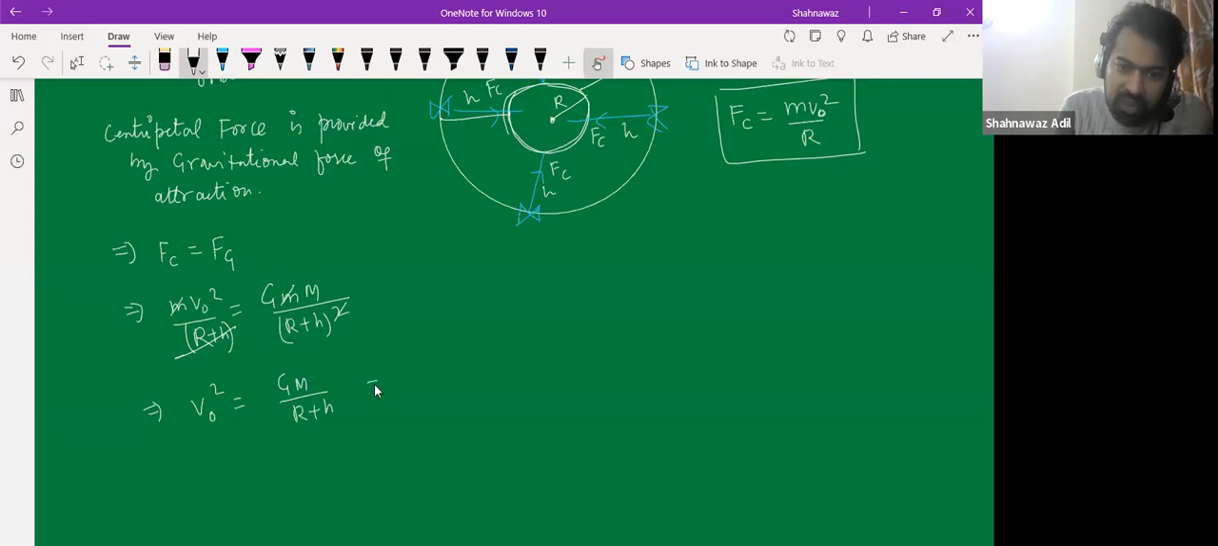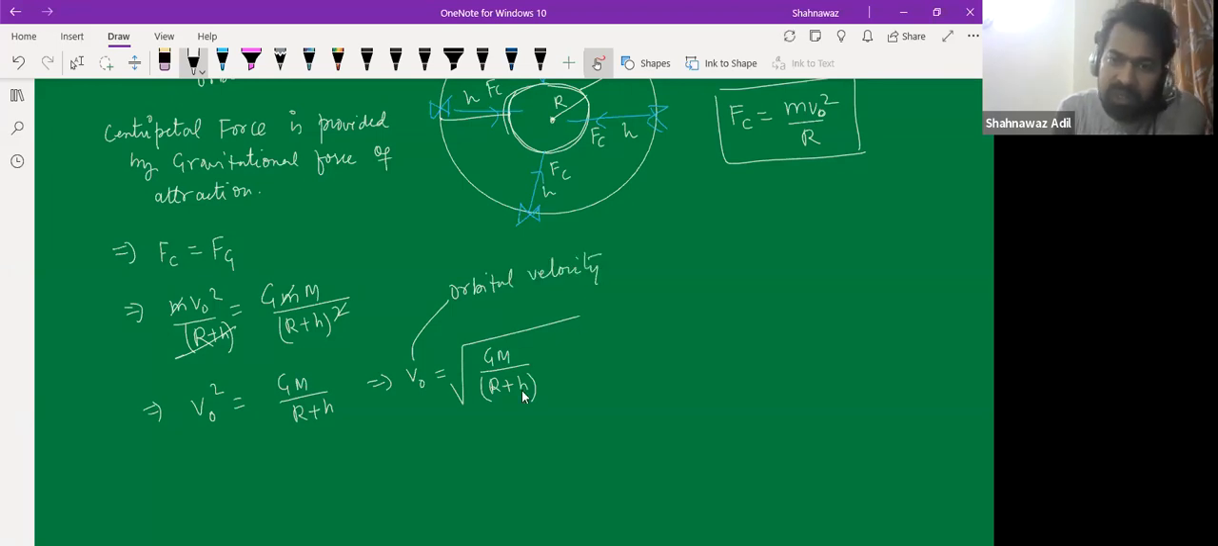And if we calculate v orbital, that would be the square root of GM by r plus h. This is called the orbital velocity. And if the satellite is at the surface of the Earth, what will happen? Your h is 0, so v orbital is simply the square root of GM by r. Right. So please quickly note it down.